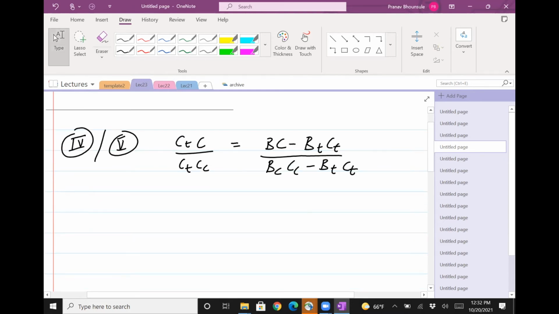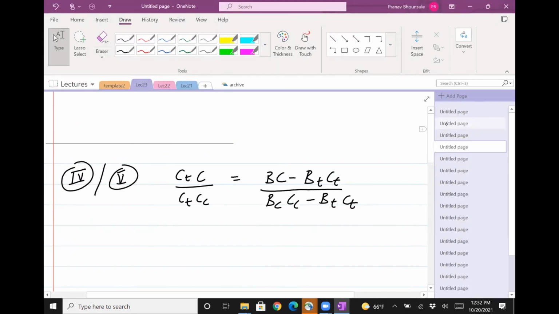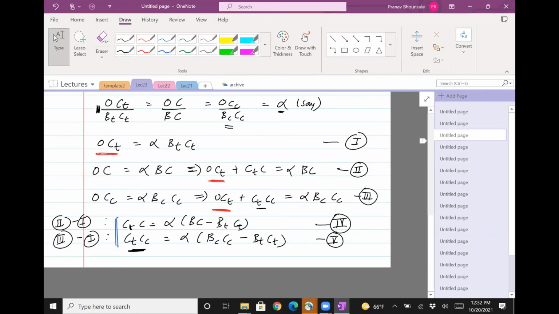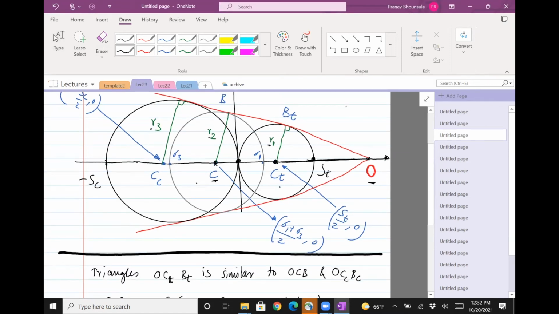Okay, I think I have found all these things previously, so I just need to substitute in the values. CTC is the distance from the center of the tension circle to here. As long as I know the coordinates of CT and the coordinates of C, the coordinates of CT is ST divided by 2, and the coordinates of CC is sigma 1 plus sigma 3 divided by 2. So all I need to do is subtract the x coordinate of this minus this.